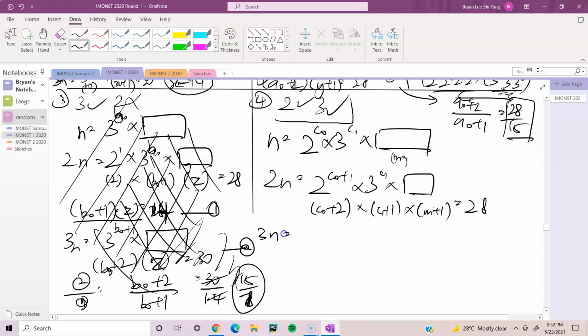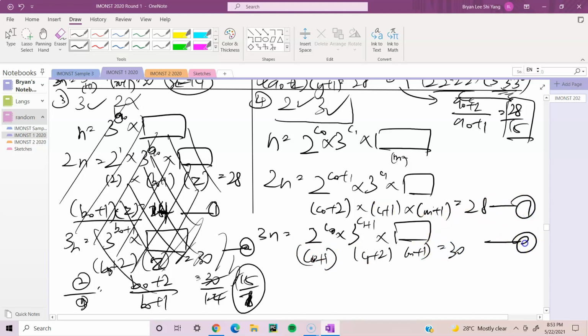And then 3n is 2 to the power of c0 times 3 to the power of c1 plus 1 because we multiply by 3 times this whole thing, which is an m plus 1. Then we will have (c1 plus 2) times (c0 plus 1), sorry, times (m plus 1) is 30. Okay, so again, we divide the second equation by the first equation. We can cancel out the m plus 1s. We would have c1 plus 2 and c0 plus 1.